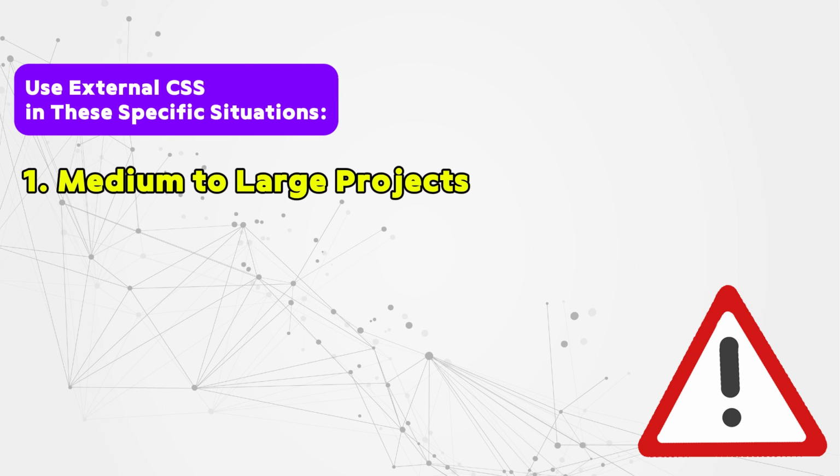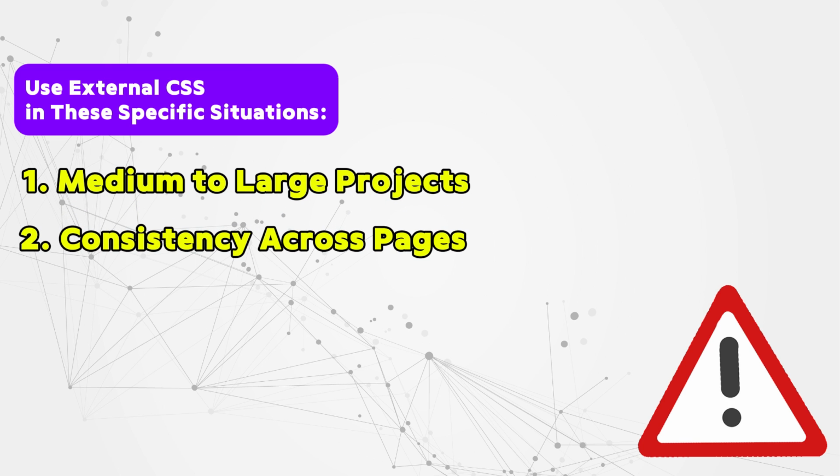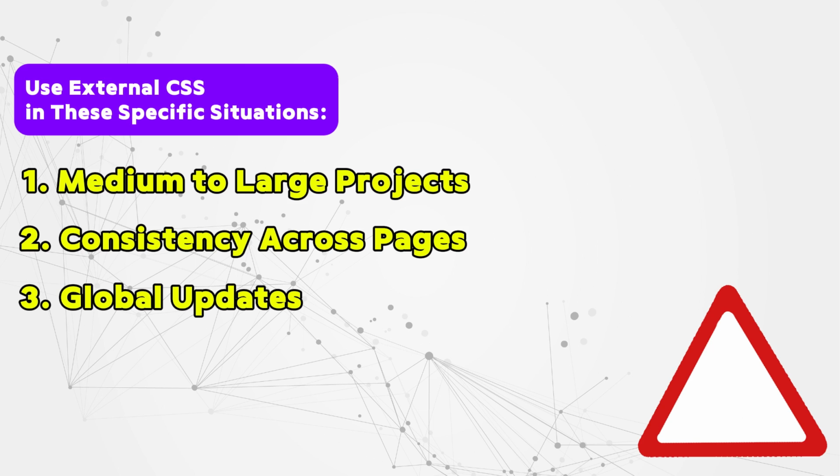When working on medium to large projects, especially websites with multiple pages, external CSS is the best choice. It ensures consistency across all pages, giving your site a cohesive and professional look. For instance, if you're building a blog or an e-commerce platform, external CSS allows you to define styles in one place and apply them globally. This not only saves time, but also makes future updates a breeze. Whether you're changing fonts, colors, or other design elements, you only need to edit the CSS file once for the changes to reflect everywhere.